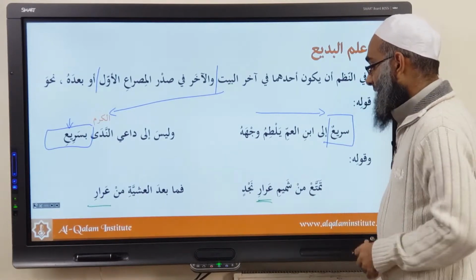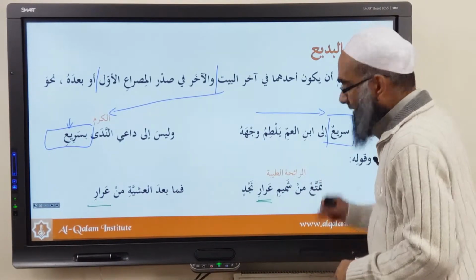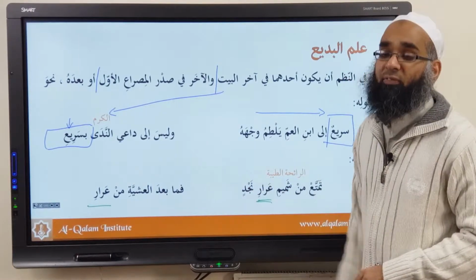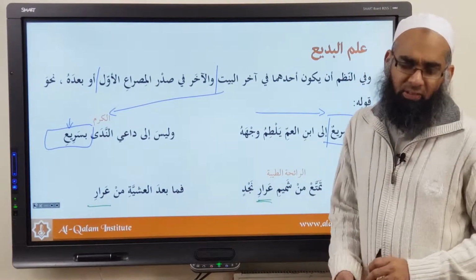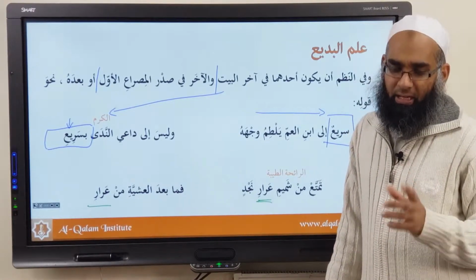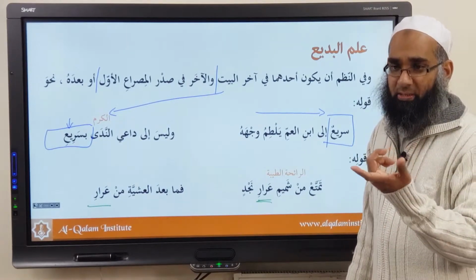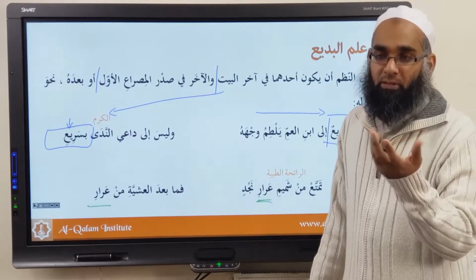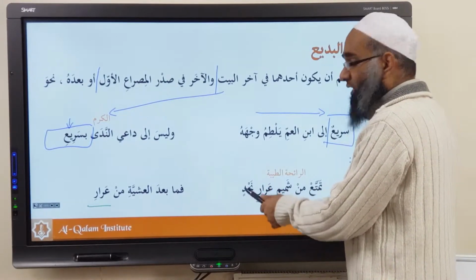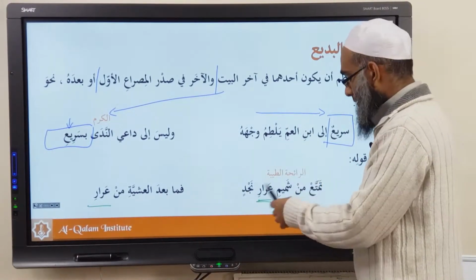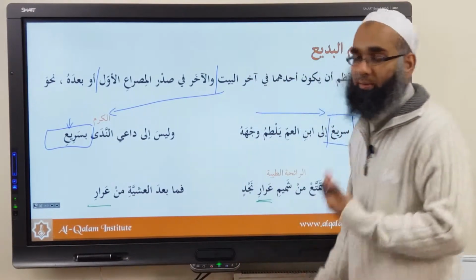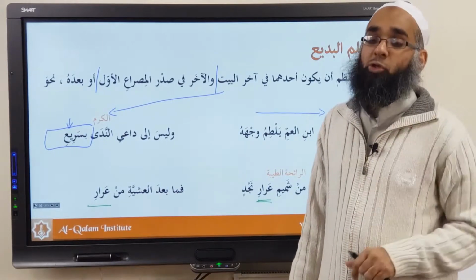Another example, تَمَتَّعْ مِنْ شَمِيمِ عَرَارِ نَجْدٍ. Tamatta, enjoy the good smell of the arar of the land of Najd. Arar, even the lexicon doesn't have the translation. Some people say it's a wild narcissus, a wild nargis. Some say it's different, but some kind of tree that had a good smell. They don't know the exact name of what he's referring to. So, enjoy the smell of the arar of Najd. Najd is the land, because فَمَا بَعْدِ الْعَشِيِّ, after tonight there's no arar tree. We're moving away, we're traveling, and we no longer enjoy the arar tree.